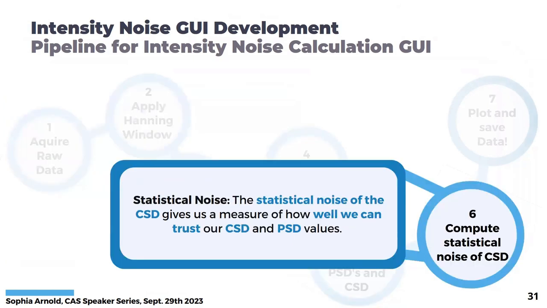So after that, we computed the statistical noise of the cross spectral density. Now the statistical noise gives us a measure of how well we can trust our CSD and PSD values, but it's also super important, not just for the function of the GUI, but for how we can tell if the signal is good or not. How we can tell if the signal is behaving how we would expect, if we can trust the signal. And really, it gave us a rationale for whether or not we could actually implement this into LIGO and if we needed to fix a lot of the things that we were finding with Frosty's behavior.